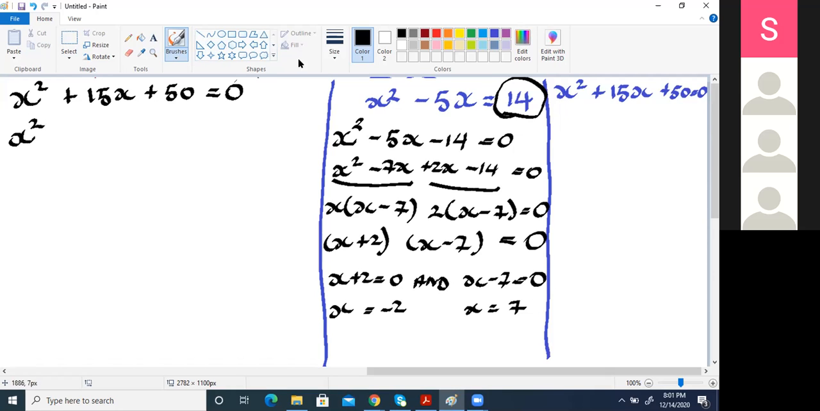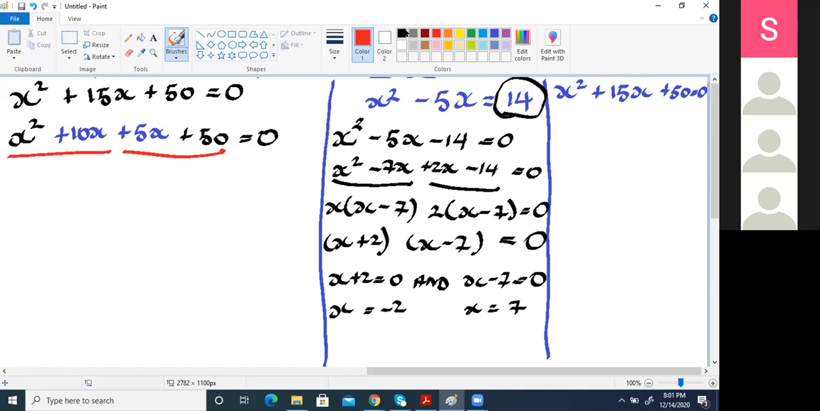10 and 5. Positive 10? Positive 10. Yes, miss. Plus 10x. You have to give me signs, you know, signs are very important. Yes. Okay. Plus 5x plus 50 equals to 0. So then you factor out those and factorize that.